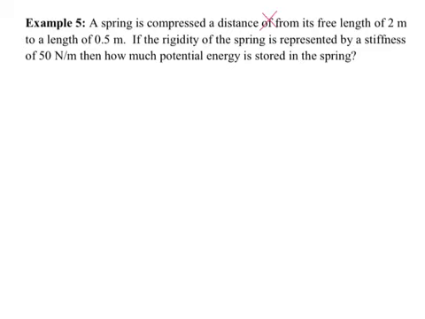Let's start with givens. What do you know from the first sentence? You have a free length of what? 2 meters. So if you want to, and you don't have to write it this way, x free is 2 meters. Okay, and it's compressed to a distance of 0.5, so we could say x compressed. But you don't need these subscripts. If you want to just do the math ahead of time, you could list that instead.